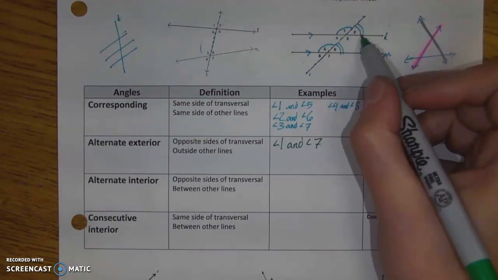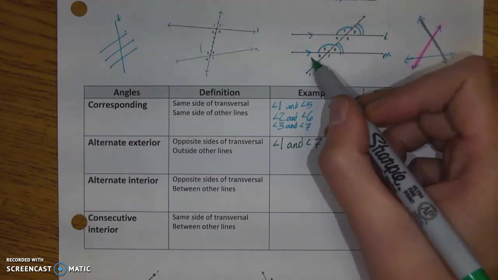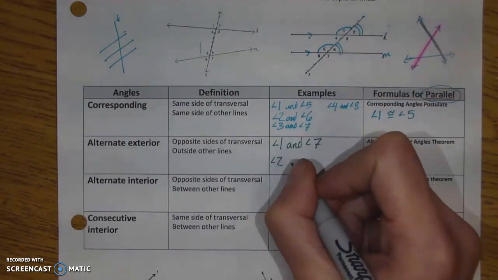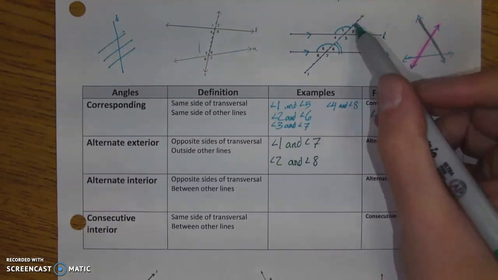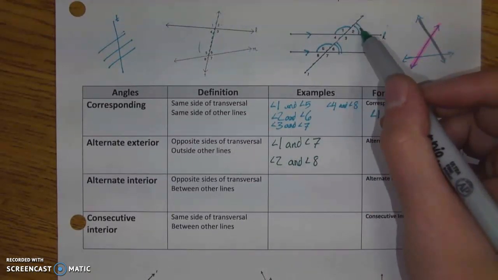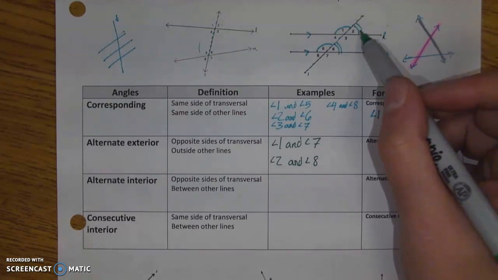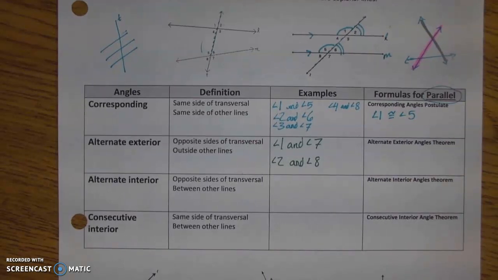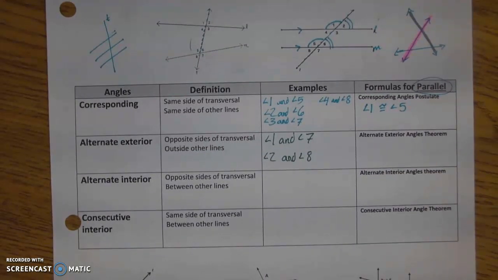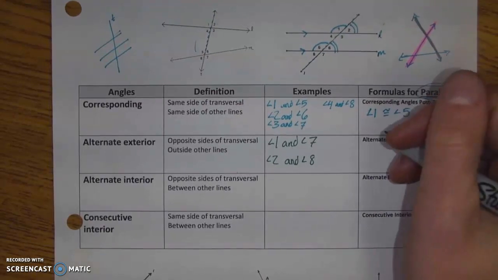Similarly, 2 is going to be the alternate exterior angle to angle 8. And that's because, again, they are exterior angles and 2 is on the opposite side, the alternate side, the right versus the left. And it turns out that when the lines are parallel, alternate exterior angles are also going to be congruent, just like corresponding angles.